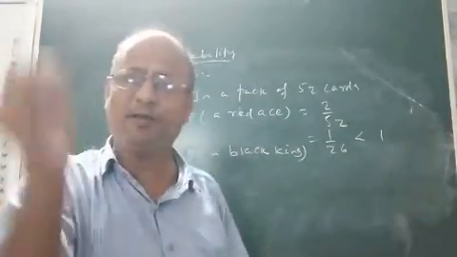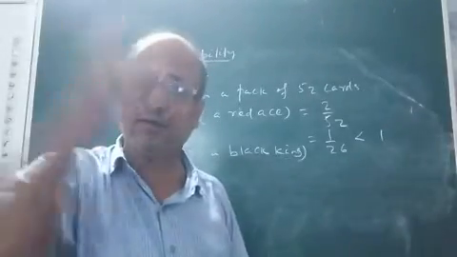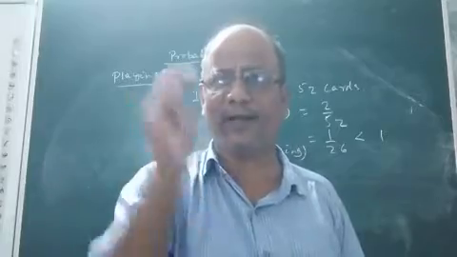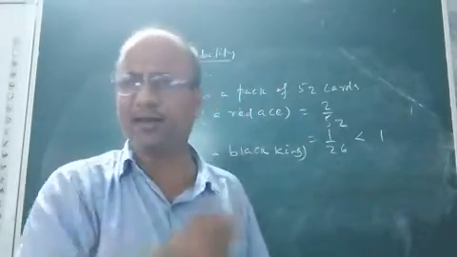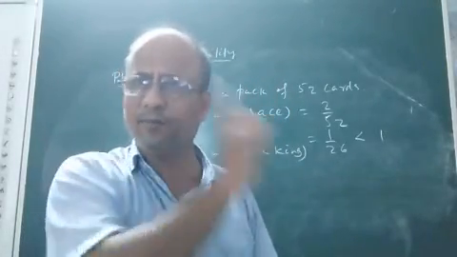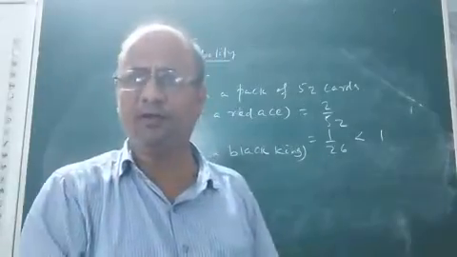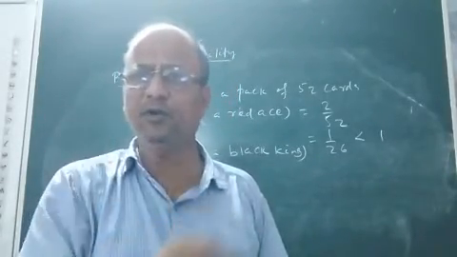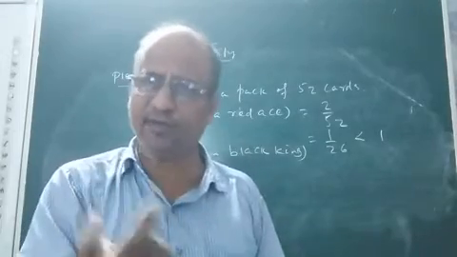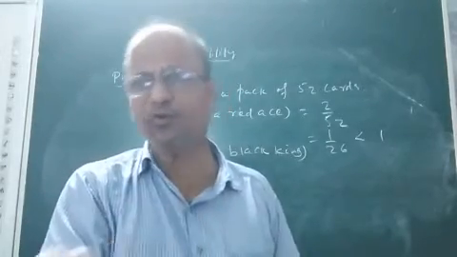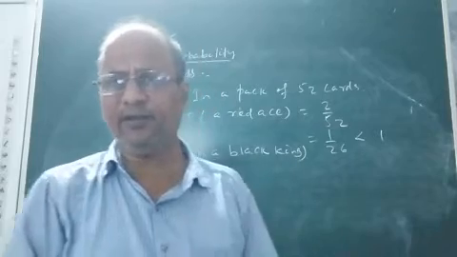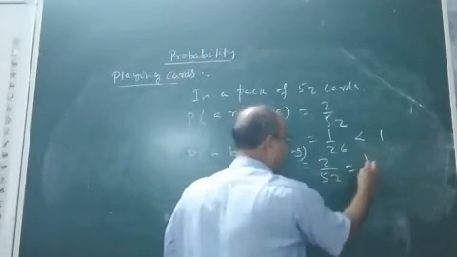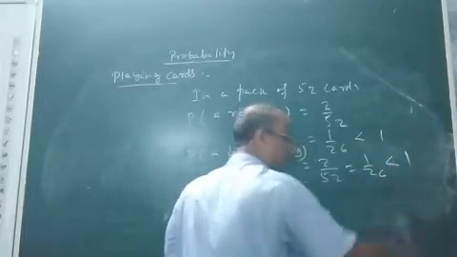To find the probability of a black king, first we have to think what is the number of favorable outcomes. How many black kings are there in a well shuffled pack of 52 cards? Clearly there are 2 black kings. One is from the spade, the other is from the club. So the number of favorable outcomes will be 2, and what is the total number of outcomes? It is 52. So 2 by 52, that is 1 by 26, which is less than 1.